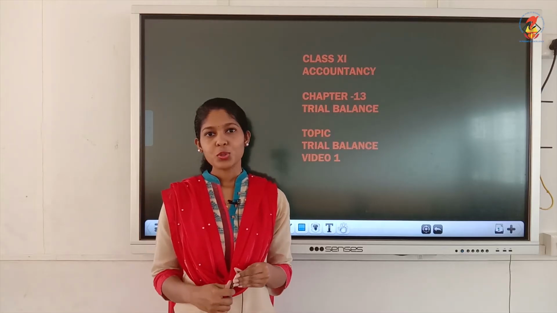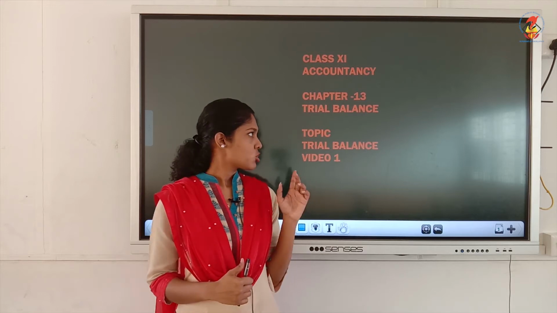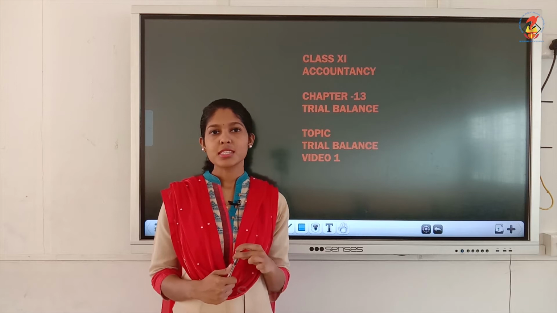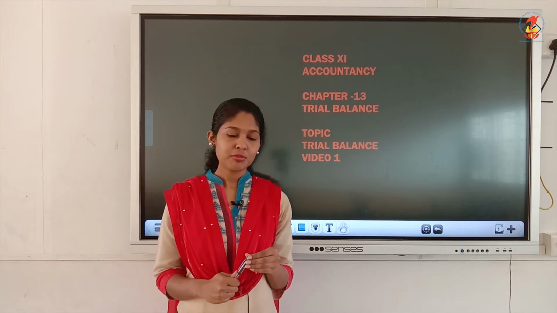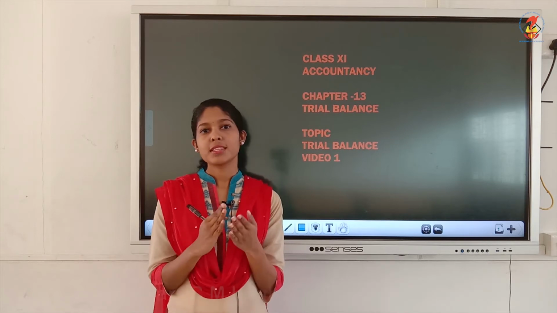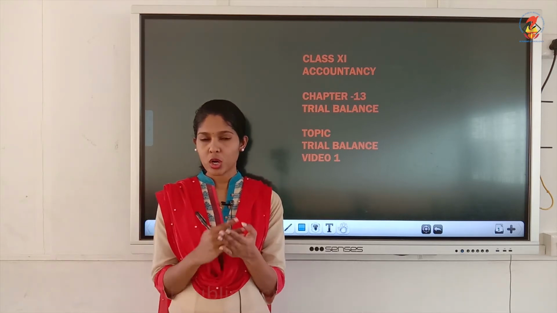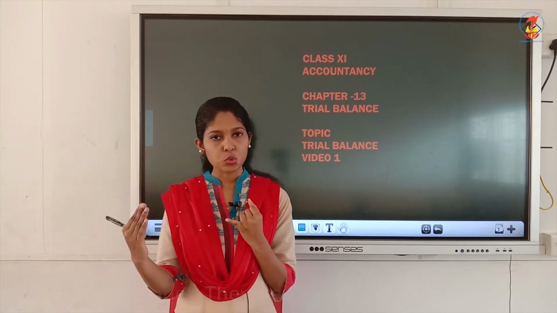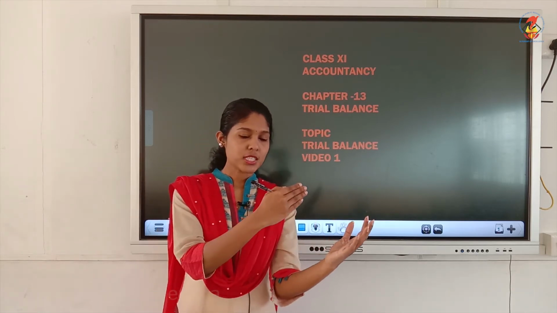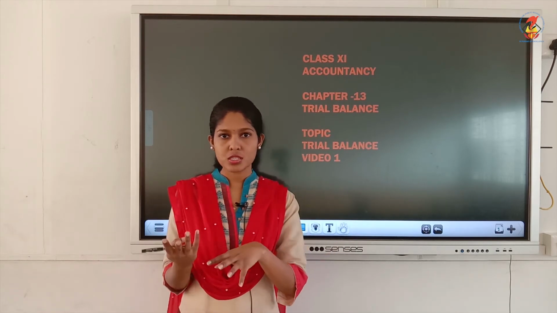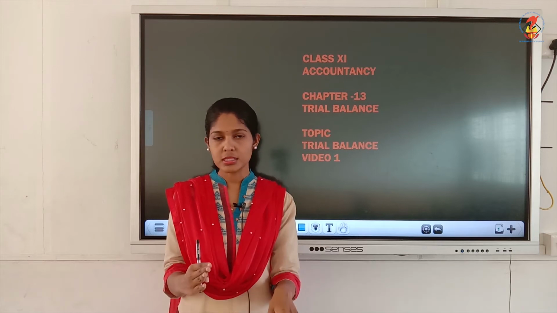We are moving on to the next chapter, that is chapter number 13, trial balance. It would be a new term for you. So we know that transactions will be first recorded in journal, then based on journal we will be doing ledger. That means we will transfer all journal entries from journal to ledger, and that process is called posting. So all those we learned.